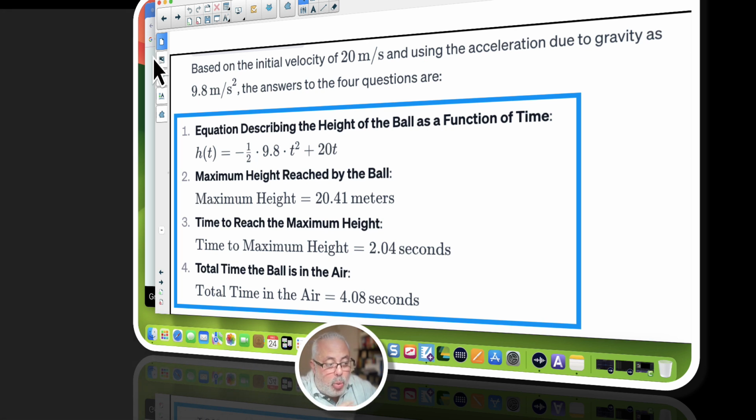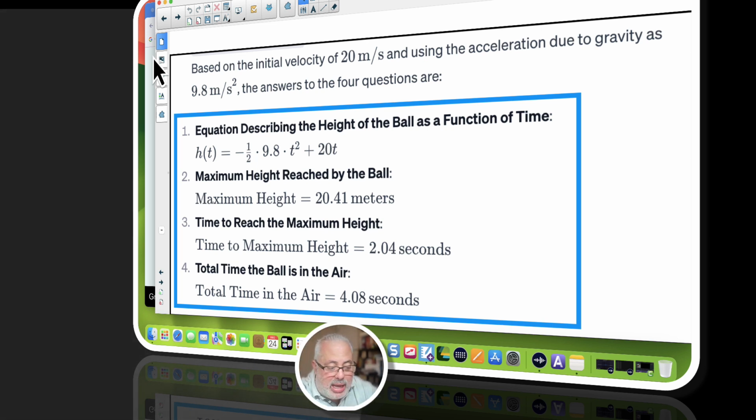So the equation describing the height of the ball is a quadratic expression, a quadratic equation. How can we find the maximum height? Finding the maximum height is no more than finding the x of the vertex in a parabola. Time to reach the maximum height. What is the time that the ball needs to go all the way to the maximum, all the way to the vertex?